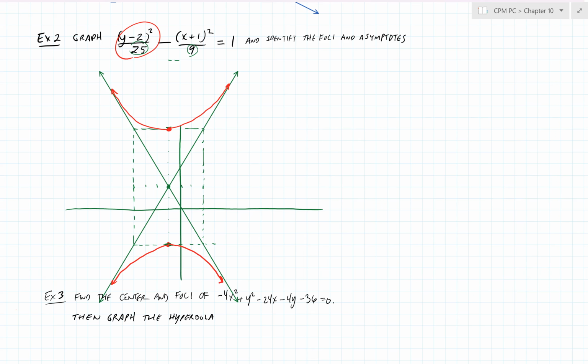And now we can find our focal points. c squared is equal to a squared plus b squared, which is 34. So c is the square root of 34, which is almost 6. I think it's about 5.8 from the center.